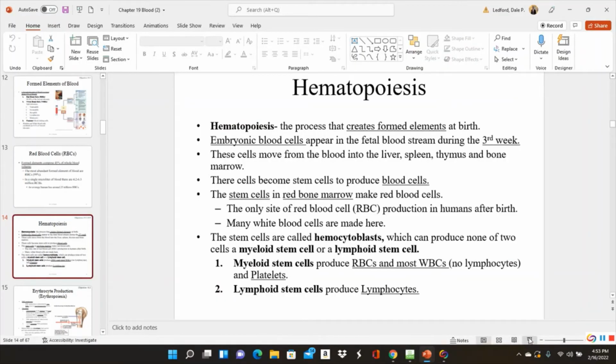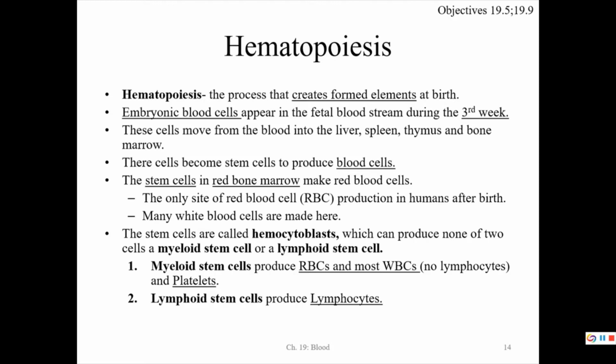All righty. Now, very early on, about the third week of embryonic development, embryonic blood cells appear. They come from the yolk sac. At birth, the process starts happening. They go to what becomes the liver, spleen, thymus, and bone marrow, where cells are produced, grow up, mature, and make blood cells. The stem cells in red bone marrow are, right now, the only site we do this after birth. There is some evidence to suggest this may not be the case. I've read some papers that suggest they have found actively dividing blood stem cells in the lung. Many white blood cells are also made in the bone as well.